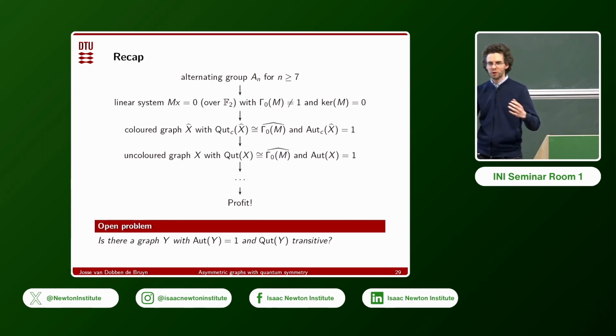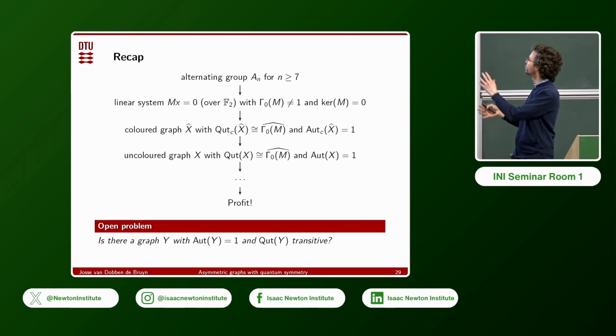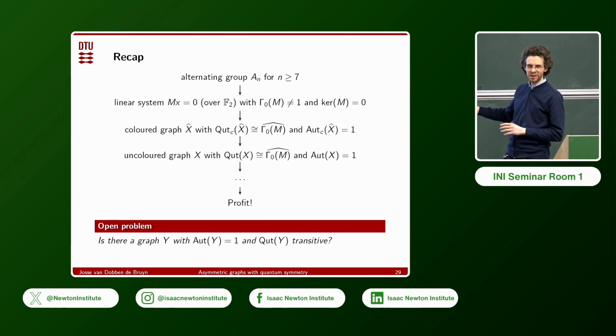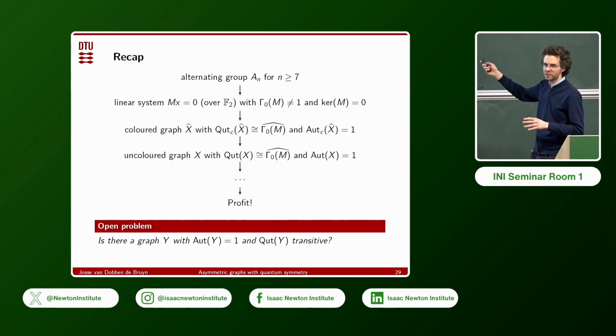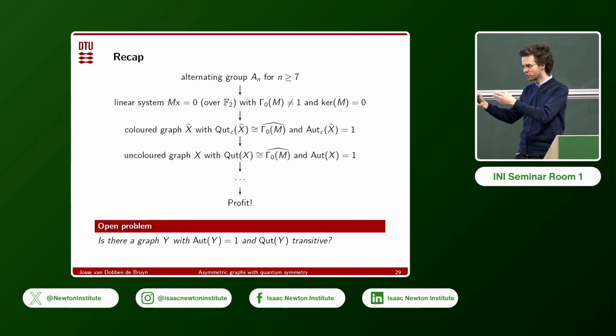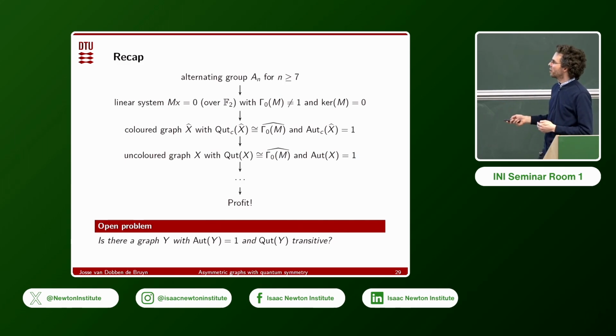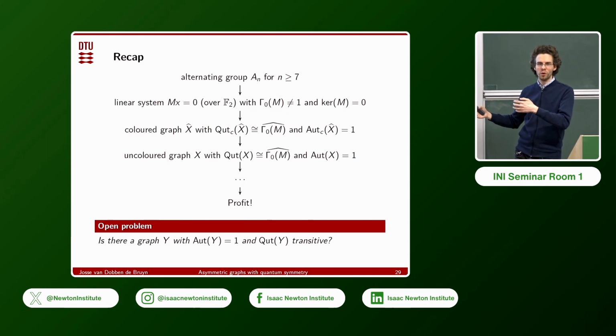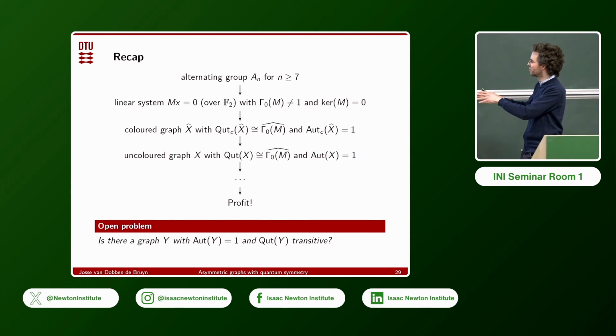And people before have come up and asked me, what do we need to change in the linear system to get this? But I think you really need a totally different construction for this, because in this linear system, we went via a colored graph to an uncolored graph. And this colored graph is always going to force that there are different orbits in the quantum automorphism group. And I don't think we know a way to do that without fixing the color. So you really need a completely different approach here to answer this question.